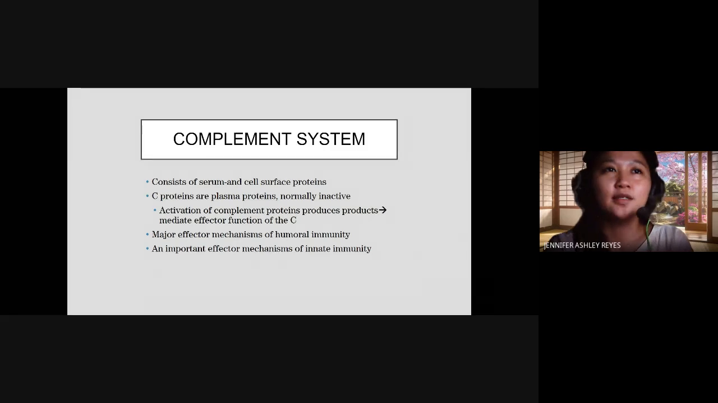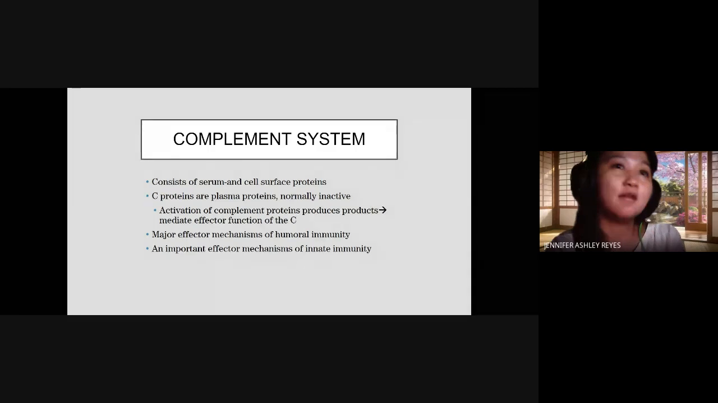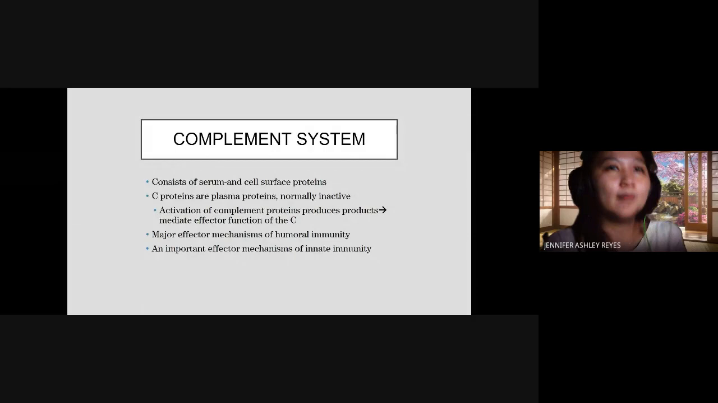So again, your complement system are a group of serum and cell surface proteins. So na-activate, pag sinabi nating C proteins dito or anything na C, complement related yun. So na-activate sila due to mediators or presence of structures of organisms like cell wall, ganun. May mga nakaka-activate ng complement system. So, sila ang major effector ng innate humoral.